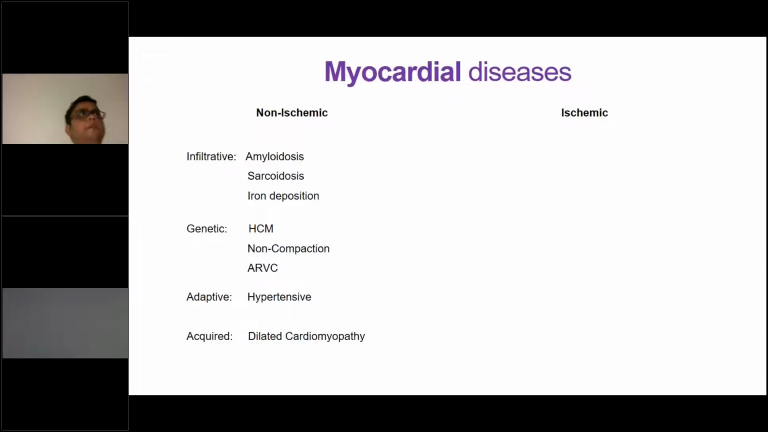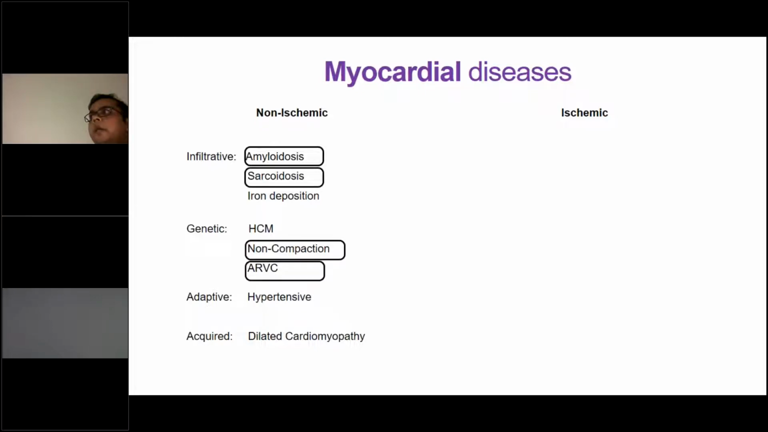For the sake of presentation, we have broadly categorized the myocardial diseases into the non-ischemic and the ischemic varieties. And in the non-ischemic variety, we are going to present 4 conditions, which are amyloidosis, sarcoidosis, non-compaction cardiomyopathy, and arrhythmogenic right ventricular cardiomyopathy. We have chosen these 4 conditions because they have fairly characteristic MRI findings and they are not uncommon in our clinical setup.